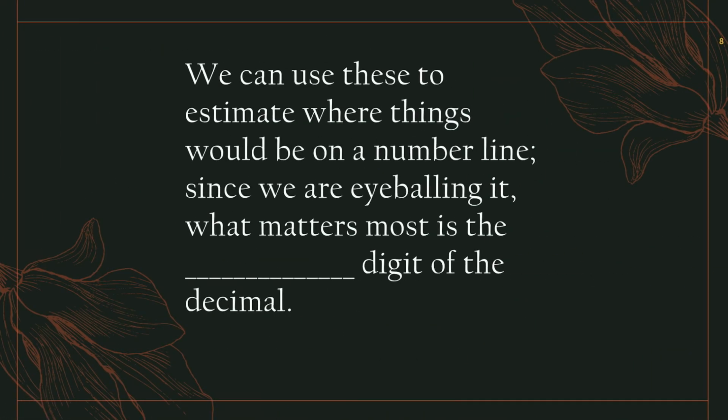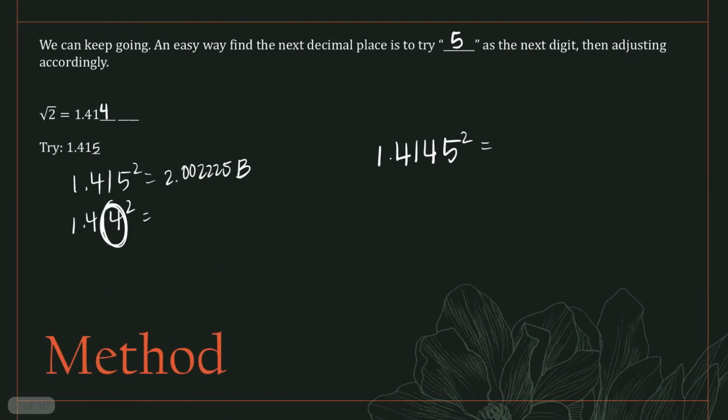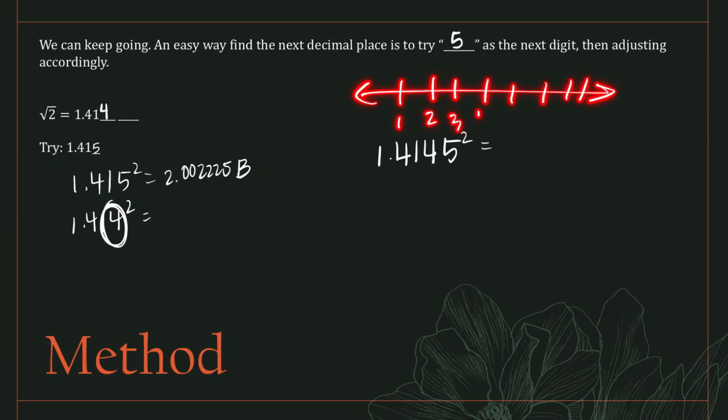We can use this method to estimate where things would be on a number line, but since we're going to be eyeballing it, what matters most is the 10th place digit of the decimal. So for example, going back to this, if I was to put this on a number line, it's going to go on forever, right? What really matters is the 1.4. And then on a number line, when you look at this from far away, 1, 2, 3, 4, it's going to be right here. And whether or not it is exactly where it's supposed to be is not as important as did you figure out what numbers it's supposed to be between, and can you eyeball what fraction, what decimal you have left over.